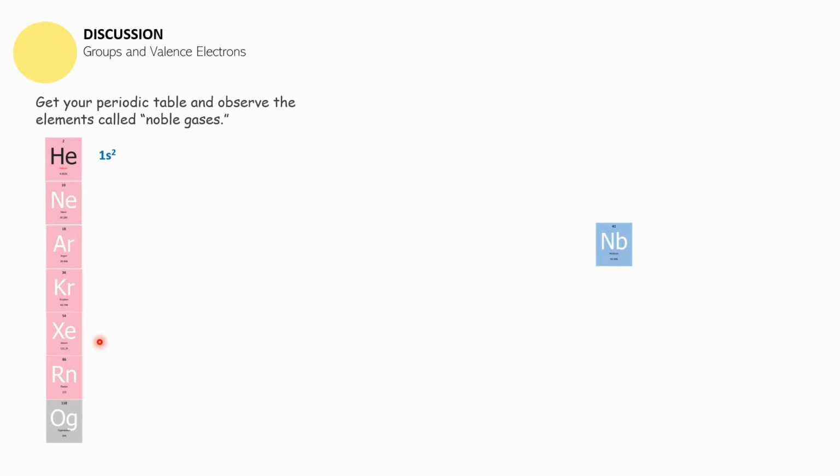The electron configurations of the following elements are these. Helium is 1s2. Neon is 1s2, 2s2, 2p6. Did you see what I did there? Helium is a noble gas. It is said to be just as stable as the other noble gases.